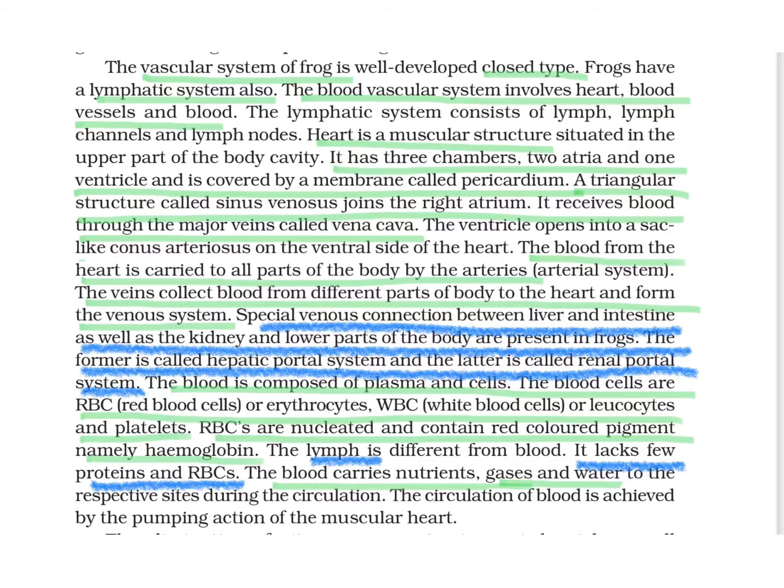Now we will talk about the blood vascular system found in frog. This system is very well developed and mainly of closed type. That means the blood flows through arteries, veins and blood vessels. Frogs have a lymphatic system also, which we will talk about. But here the blood vascular system involves the structure of the heart, the blood vessels known as arteries and veins, and the blood flowing inside them.